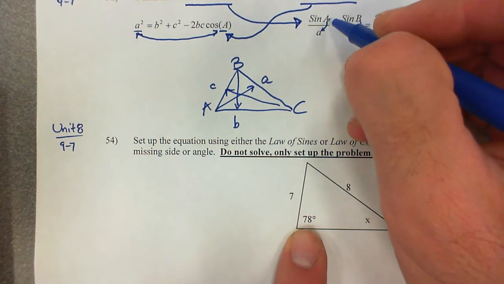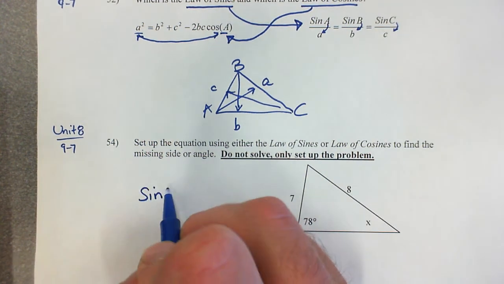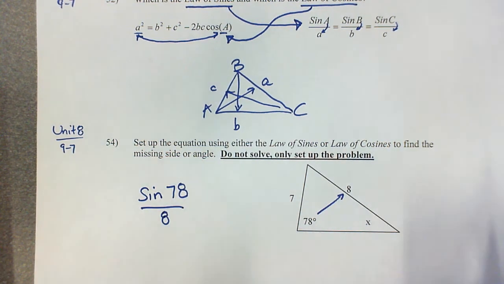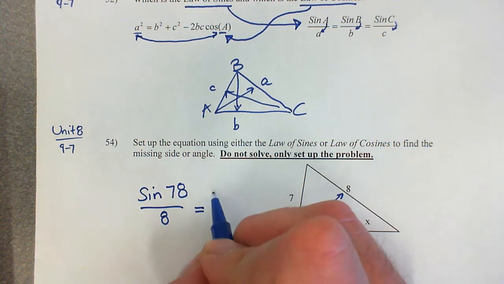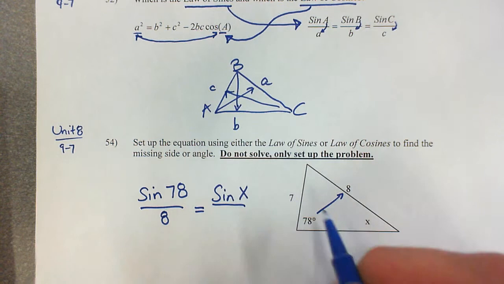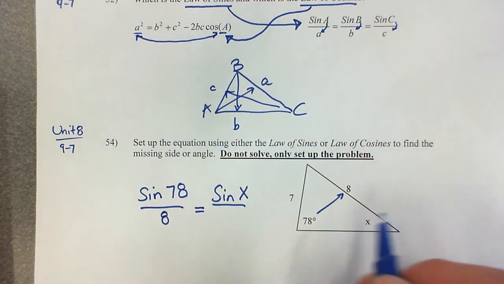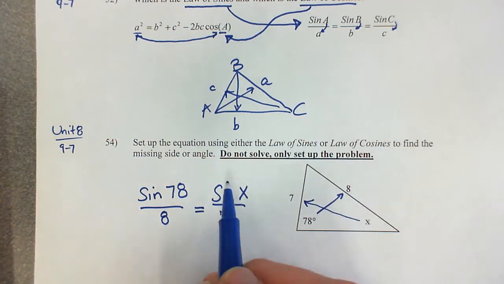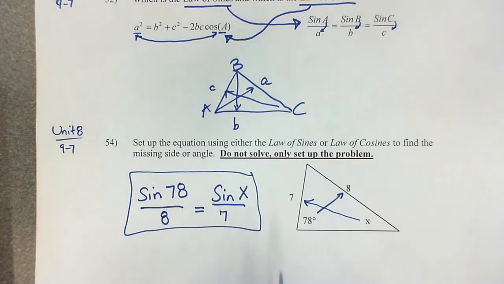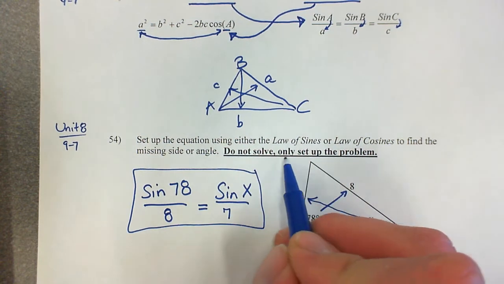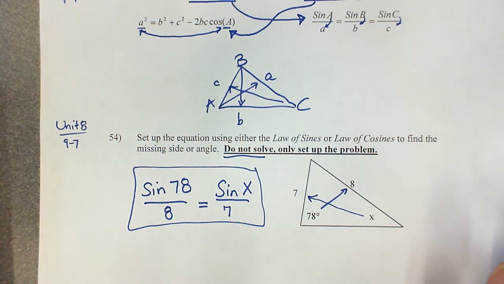So if we did sine of 78, we would need to know the side opposite that, which we do. So that's going to be 8. And then that would equal the sine of an angle. Well, we have an angle that we're looking for. That's x. Now we can use this as long as we can find that side opposite angle x. Well, do we have that? We sure do. That's 7. So here's the equation that you would use to solve for angle x. Okay? It ended up using the law of sines. But it says do not solve, so we're not going to come up with an answer.